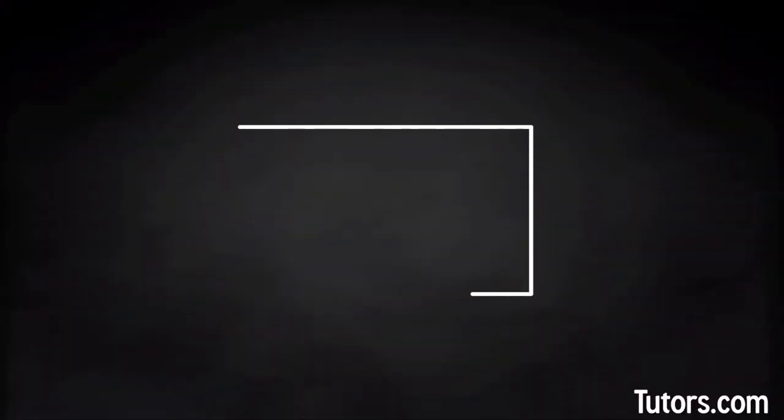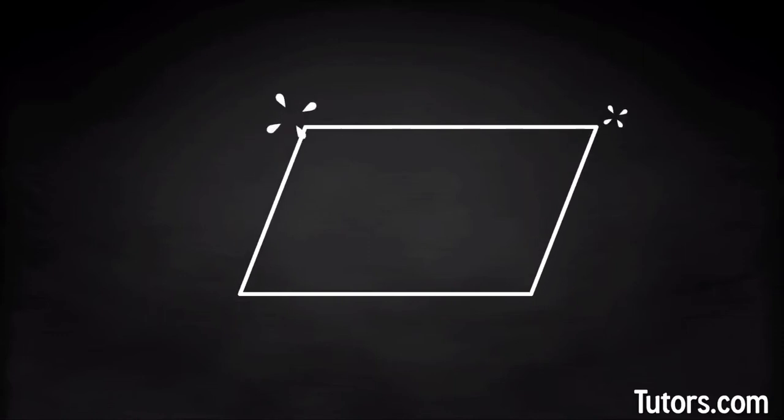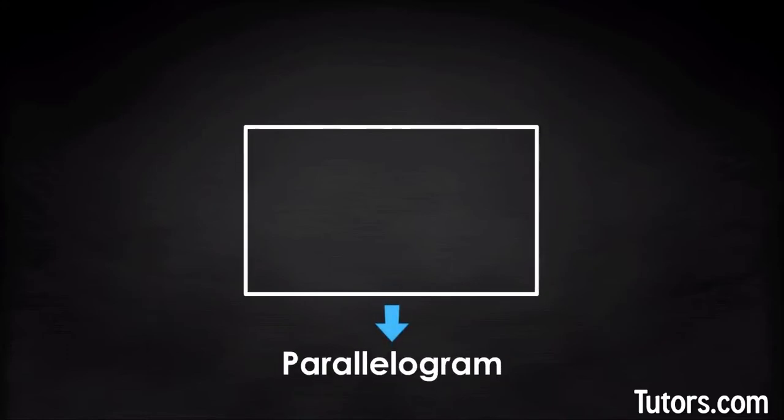Now, let's make a parallelogram. Take a rectangle and push either its left or right side so it leans over. You have a parallelogram. A rectangle is a type of parallelogram.